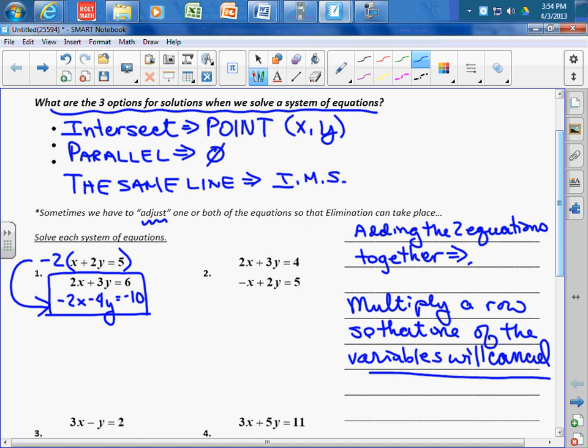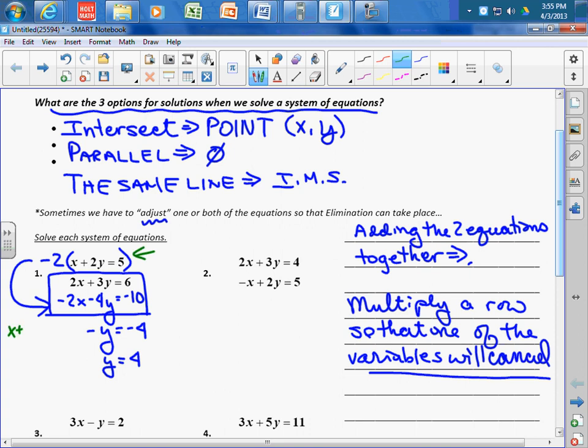I'm going to take 3y and add negative 4y, and I get negative 1y. I'm going to take 6 plus negative 10 and get negative 4. If negative y is equal to negative 4, dividing both sides by negative 1, I get y is equal to positive 4. Well, now I'm going to take that 4 and plug it in for any y, it doesn't matter. Let's just take this equation, it doesn't matter.